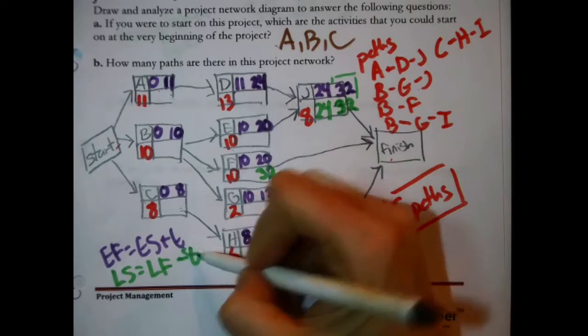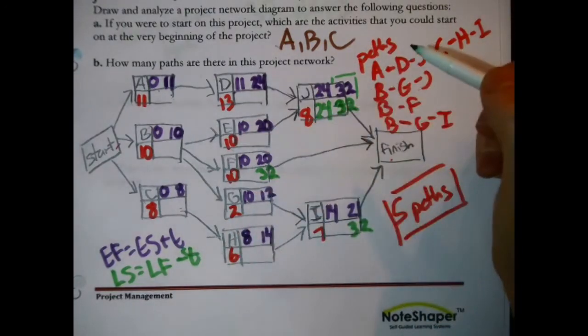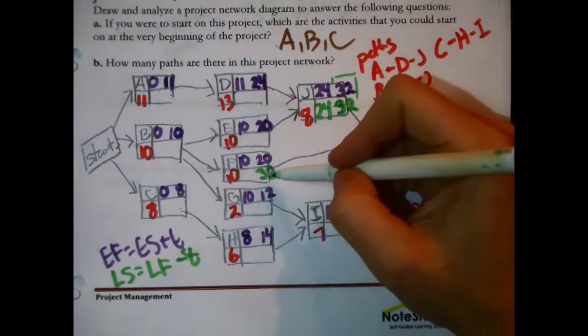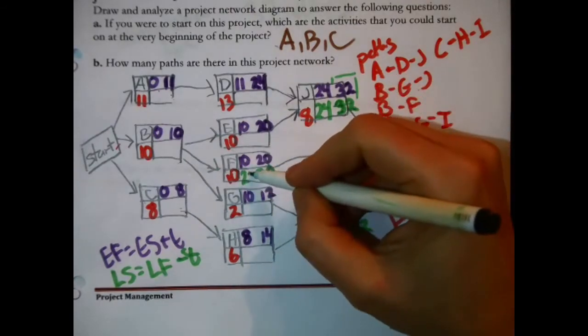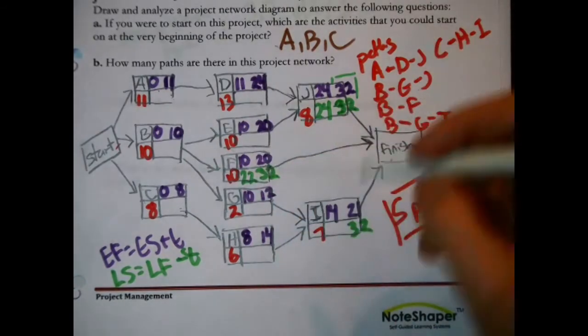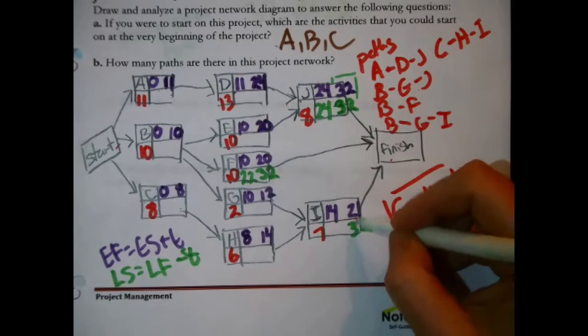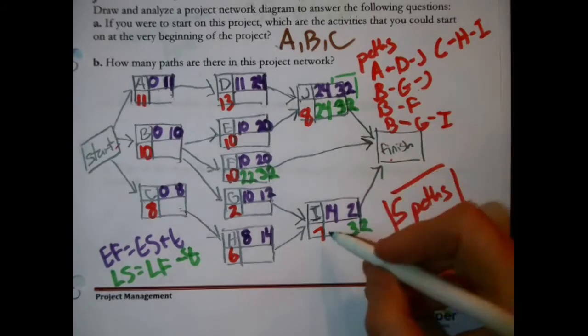Think about it this way. We're now backing up through time. Here with F, 32 minus 10, the late start time is 22. Here with I, 32 minus 7, the late start time is what, 25?